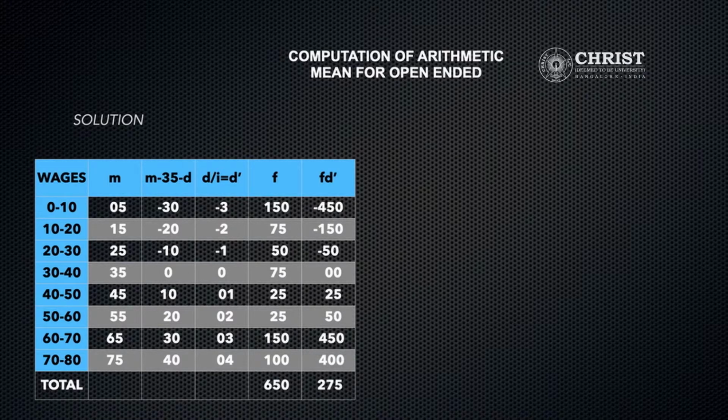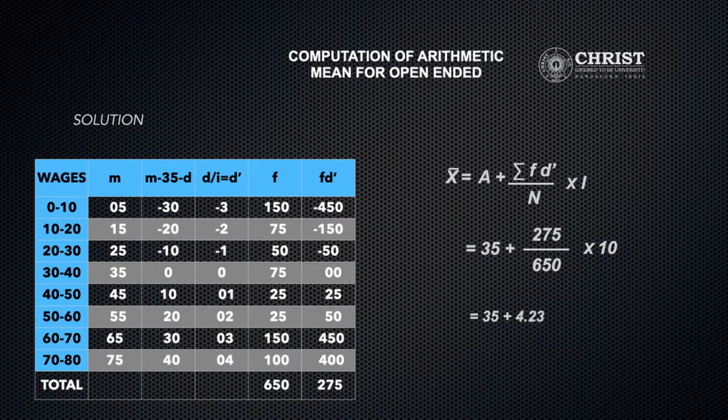Now we are applying the values in the equation. X bar is equal to A plus sigma FD dash by N into I. Substituting the values in the equation, your assumed mean is 35. 35 plus 275 divided by N, the frequency total, 650 into 10. That is 35 plus 4.23, that is equal to rupees 39.23.